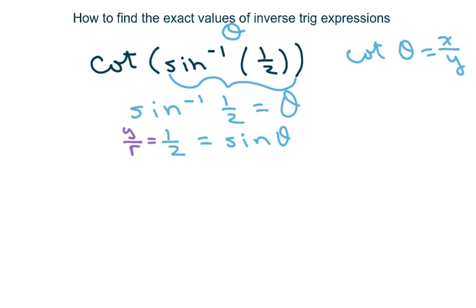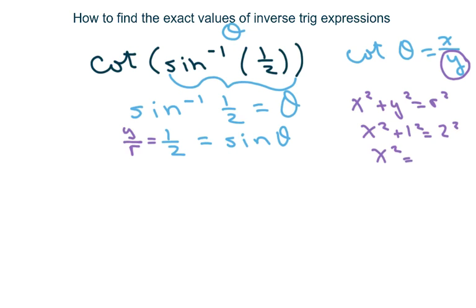So we have our y. Our y is 1. But we need our x. And we're going to use x squared plus y squared equals r squared. So we have x squared plus 1 squared equals 2 squared. So x squared equals 4 minus 1. Therefore, x equals square root of 3.